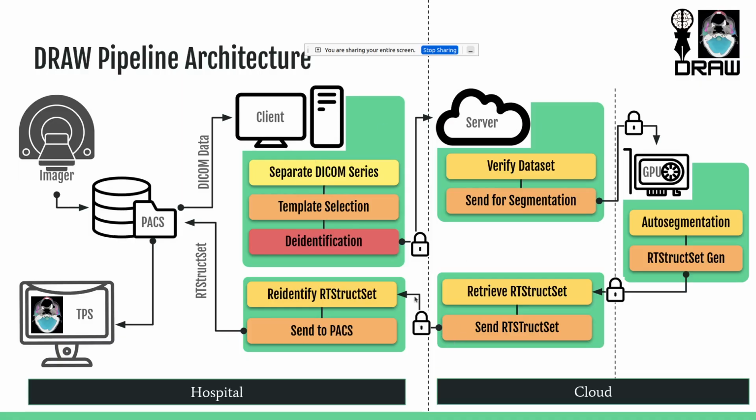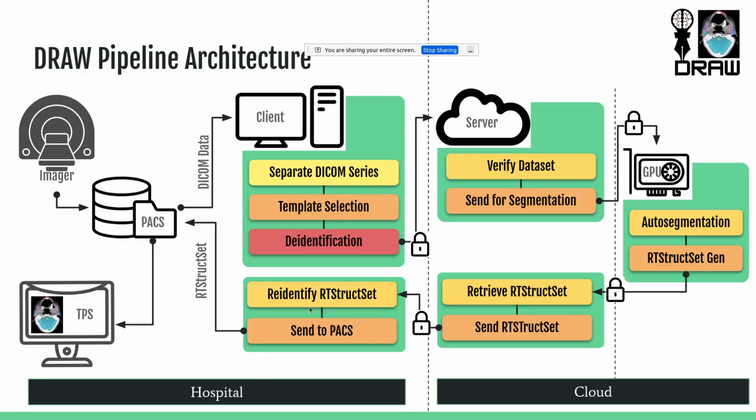So although the data flow is showing like this, the actual flow is that the client requests the file from the server and downloads from there. So what happens is the server never directly pushes any data into the system which is located inside your network. After the RT structure file has been received by the client, it will be re-identified and sent back to the PACS, and this re-identification process puts back all those identifiers which were stripped out in the initial step.